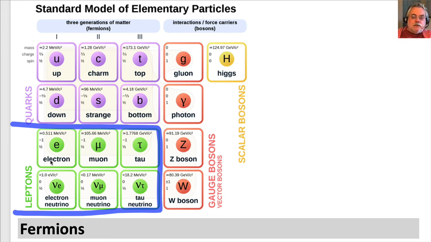Let's look at the electron row. From left to right, we have electron, muon, and tau. These are all spin 1/2 fermions with electrical charge of -1 elementary charge unit. The muon is 200 times more massive than the electron, and the tau is 18 times more massive than the muon.